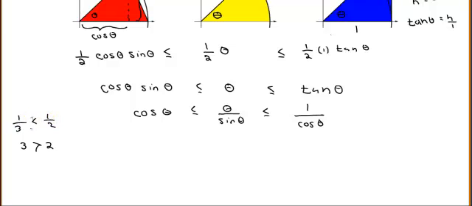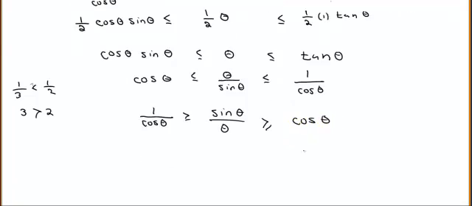So I'm going to do this. I'm going to take the reciprocals, and I'll have 1 over cosine of theta is greater than or equal to sine of theta over theta, I'm sorry, and that in turn is greater than or equal to, excuse me, cosine of theta.